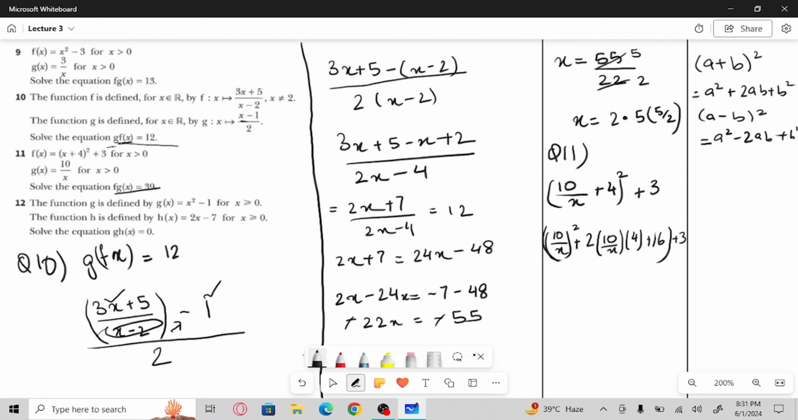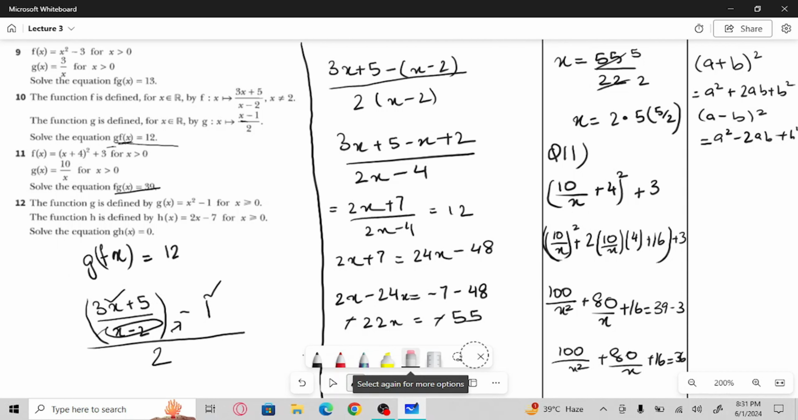And so we are going to really quickly solve this. 100 upon x squared plus 4 times 8, 8 tens are 80, 80 upon x plus 16 is equal to 39 as given in the question, and we just directly subtract 3. And what we'll do now is 100 upon x squared plus 80 upon x plus 16 is equal to 36. We just erase this for more space.